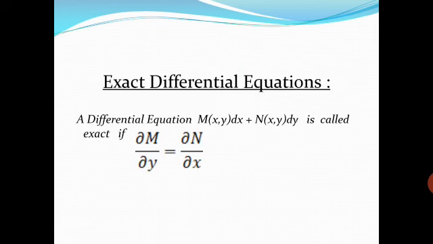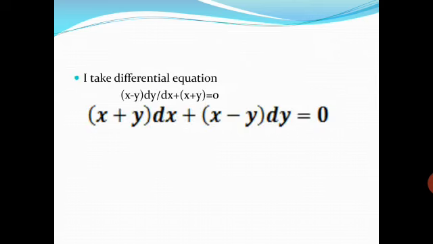Let me explain the exact differential equation. A differential equation M(x,y) dx plus N(x,y) dy, that is M dx plus N dy, where M and N are functions of x and y, is called exact if del M by del y is equal to del N by del x. That is, the first order partial derivative of M with respect to y is equal to the first order partial derivative of N with respect to x. Both should be equal.